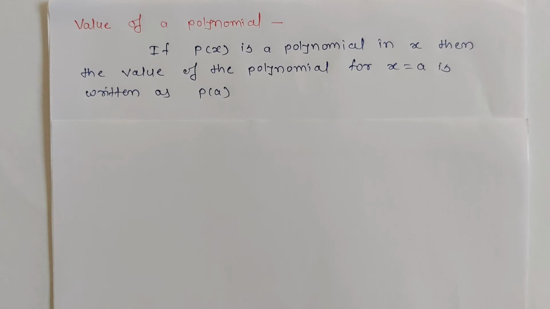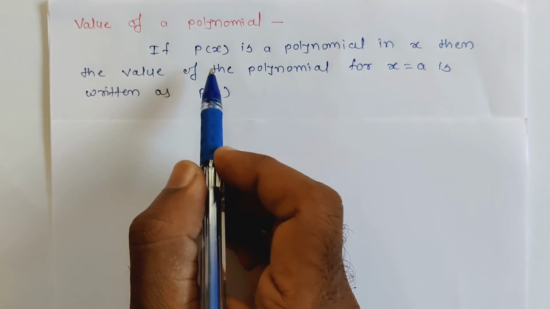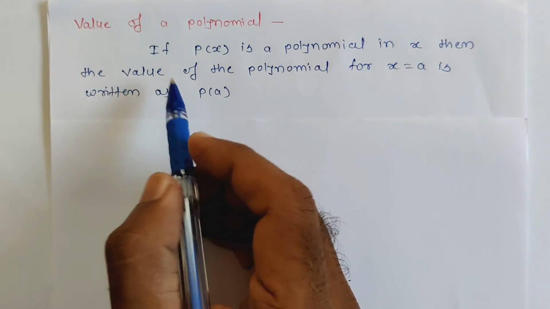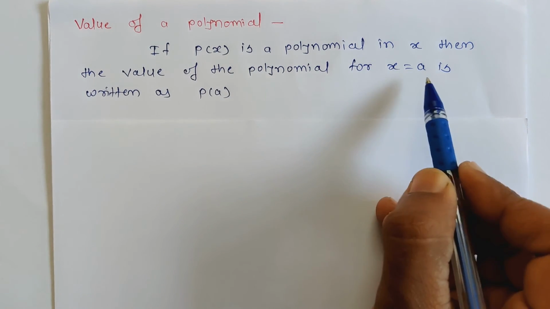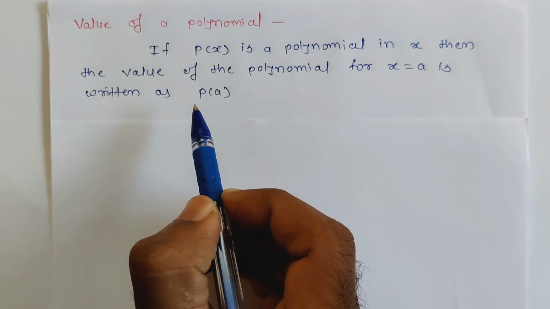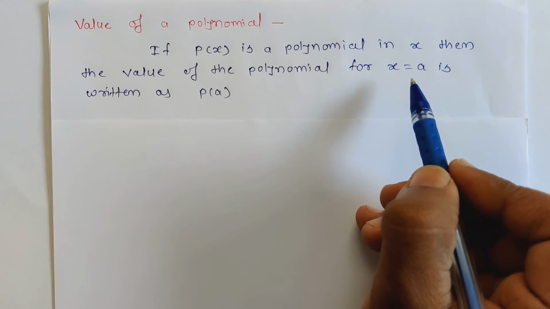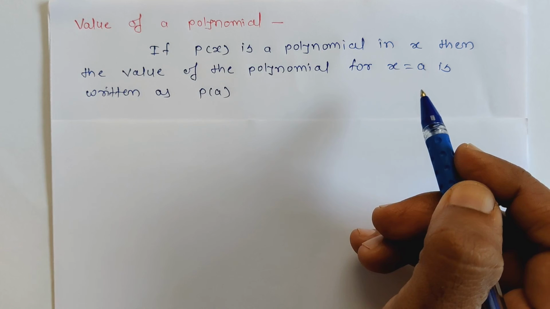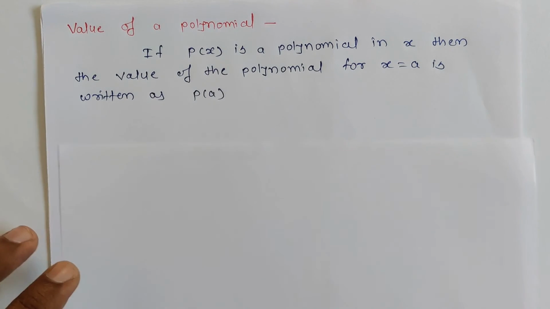Let's have the next concept, that is the value of a polynomial. Suppose there is a polynomial given, p of x, in the variable x, and if we have to find the value of that polynomial for x is equal to a, then it is written as p of a. That means we have to replace the variable x by the value a so as to get the value of that polynomial for the value x is equal to a.